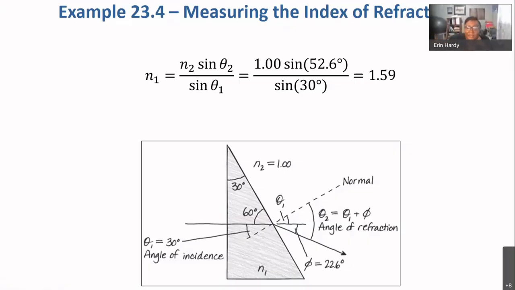It makes sense that this value is larger than 1, because we went from a 30-degree angle to this phi value here, 22.6 degrees. So we went from big to small.